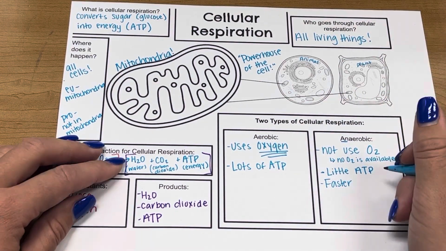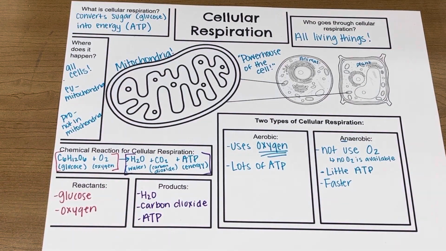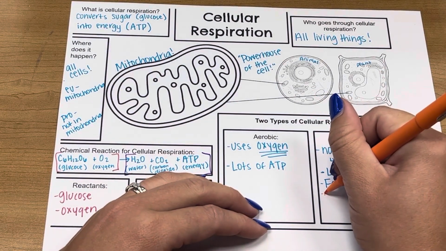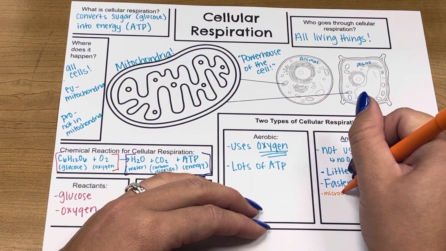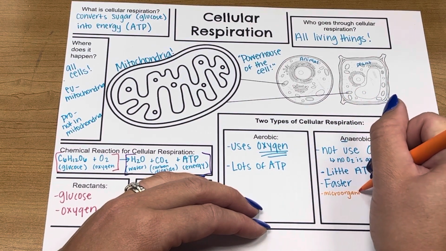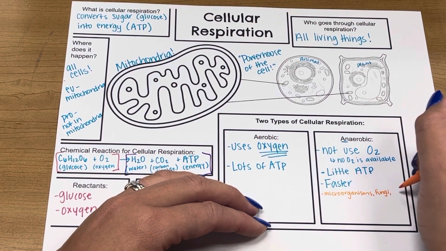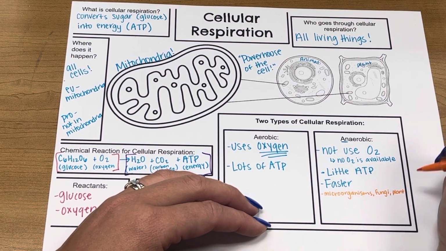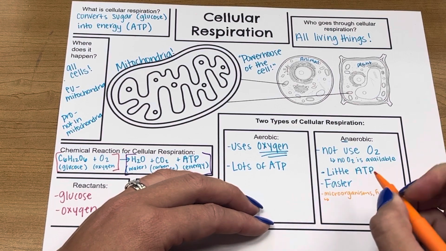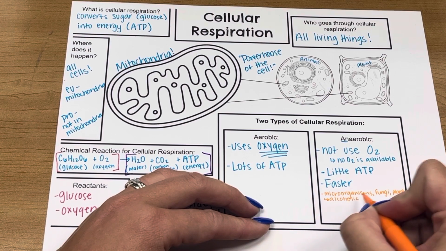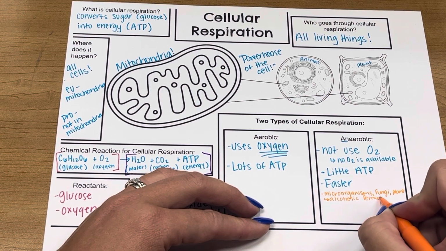All right, and there are two different types of anaerobic respiration. I'm gonna switch colors right here. All right, so two different types of anaerobic respiration. The first being what happens in microorganisms, fungi, and plant cells. All right, so this is called alcoholic fermentation.